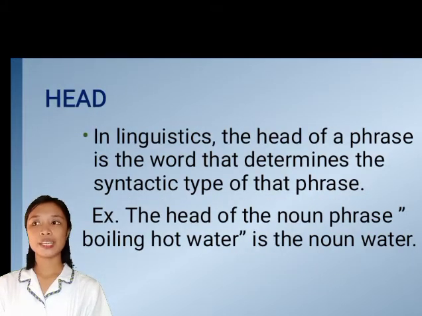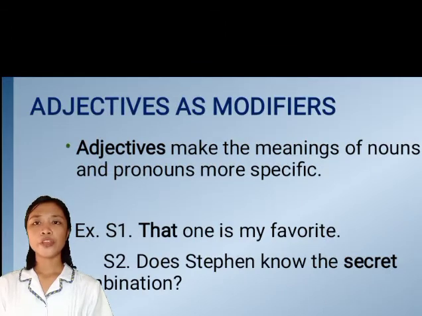Another, in linguistics, the head of a phrase is the word that determines the syntactic type of that phrase. Example, in the phrase boiling hot water, water is the head of the noun phrase. Therefore, boiling hot serves as the modifier of the noun water. There are two types of modifier. The first one is the adjective as modifier.